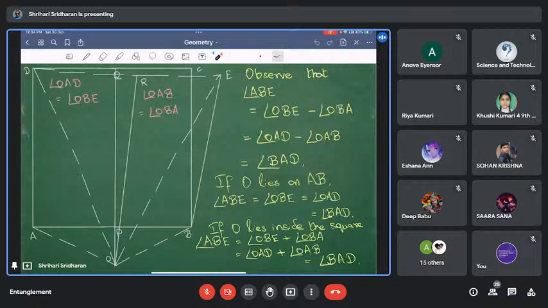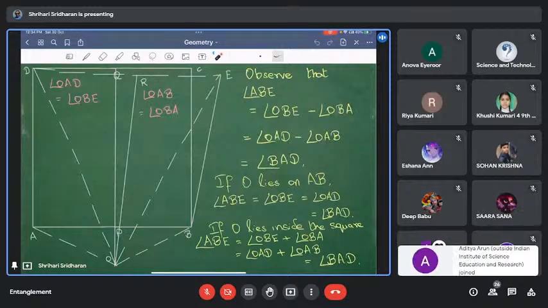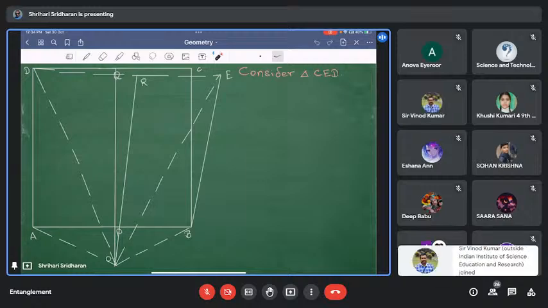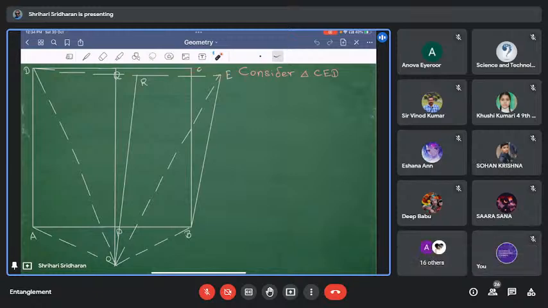What is the mistake that we have made in this picture is what I'll now tell you. See, there are things that we see on the picture and there are things that we do not see on the picture. Consider this triangle CED. You did not join these things and therefore it wasn't even visible to you.